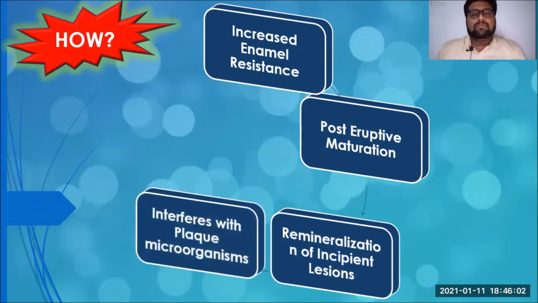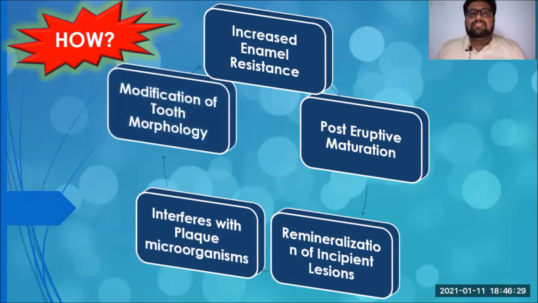Then the fourth part: it interferes with the microorganisms present in the plaque. Plaque is generally full of microorganisms. These microorganisms work on the tooth and erode it, causing caries. So caries can be prevented when the fluoride reacts with these plaque microorganisms and destroys them. So it interferes with the plaque microorganisms.